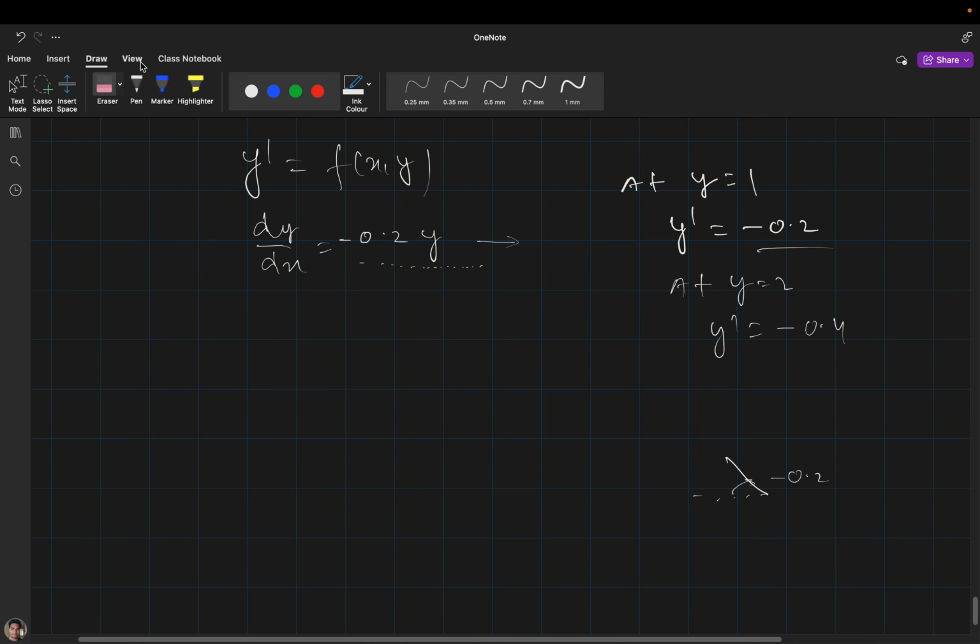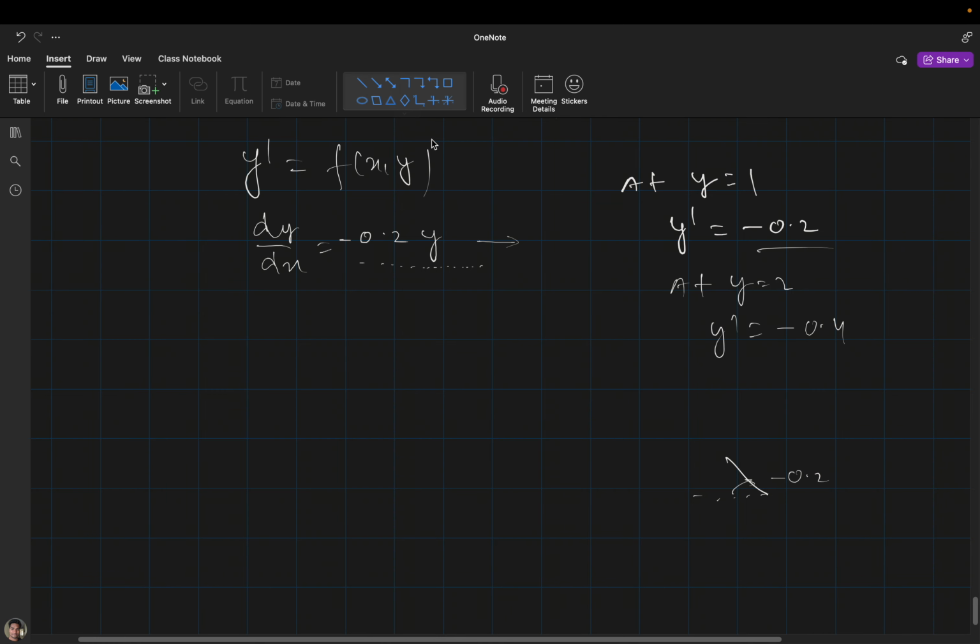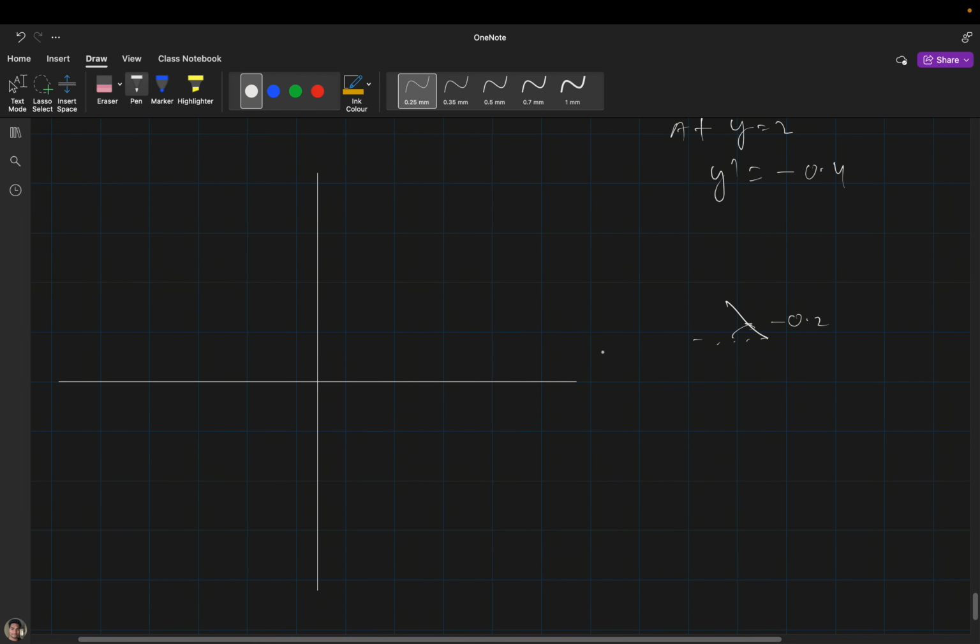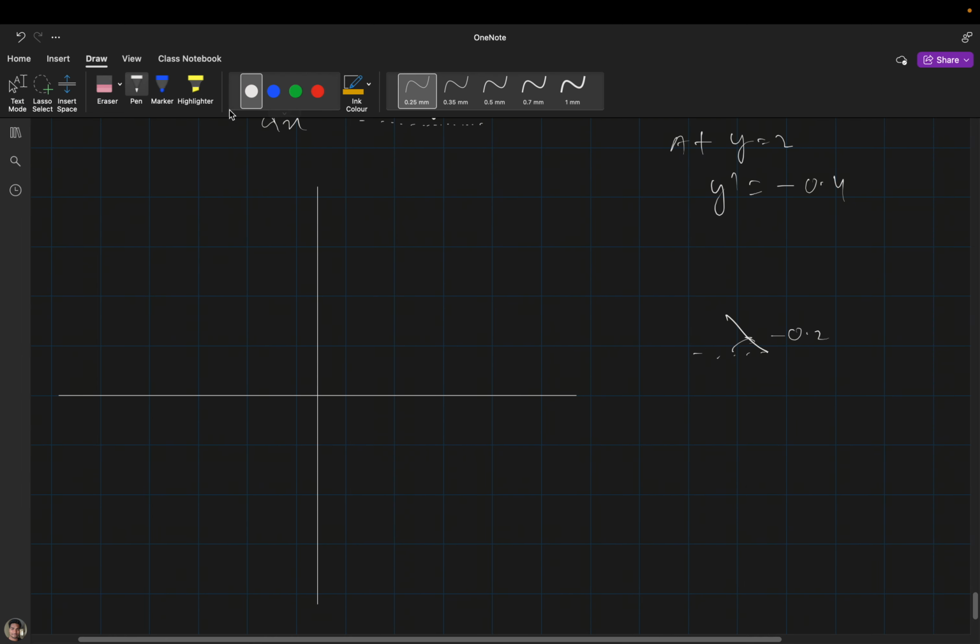I will draw it again. What I will do is I will create an axis. Okay. Then I will create a grid. Now what I'm saying is when y equal to 1, the slope is something like this.